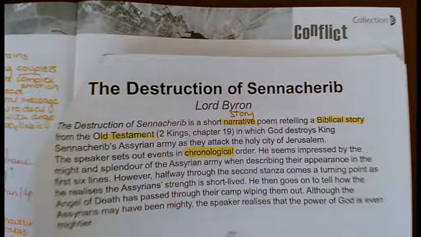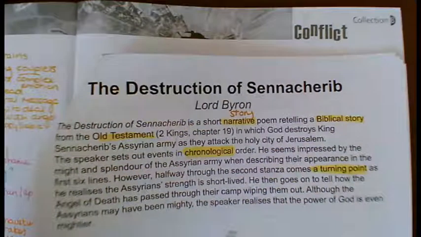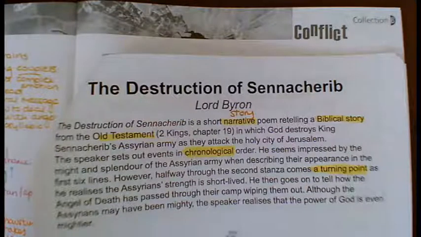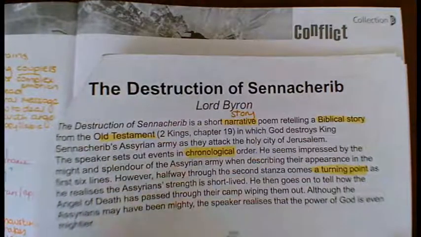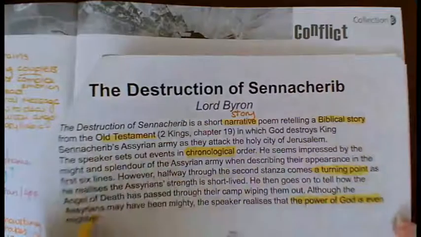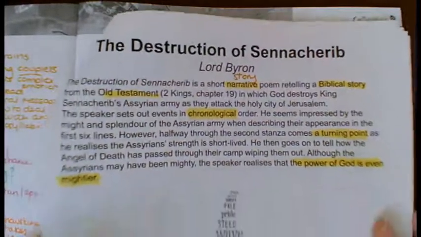However, halfway through the second stanza there's a turning point, so we're going to look for that. Where's the turning point? As he realises the Assyrians' strength is short-lived. So we're looking for that turning point where the Assyrians are going to lose. He then goes on to tell how the angel of death has passed through their camp, wiping them out. Although the Assyrians may have been mighty, the speaker realises that the power of God is even mightier. And there we definitely get the intention of this poem. So no matter what, the power of God is mightier than anything mankind can put together.